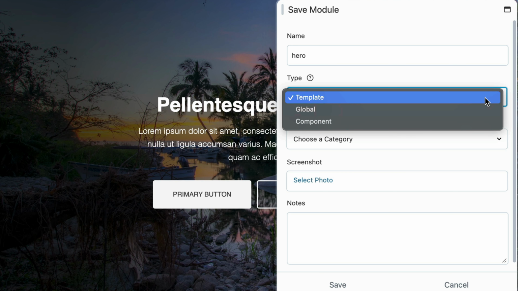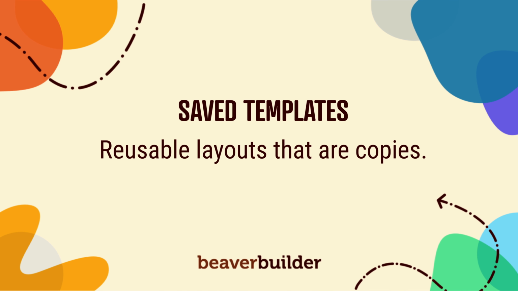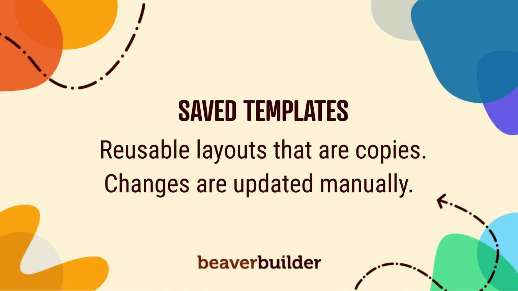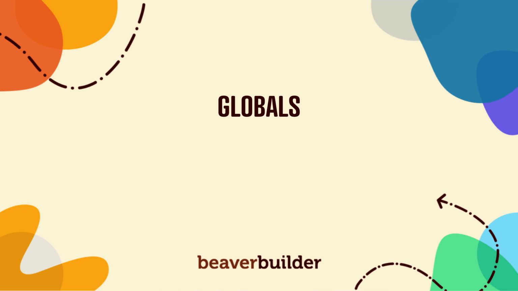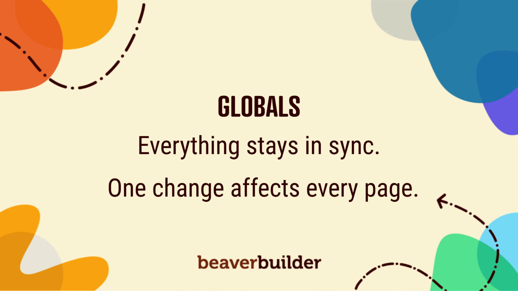Before components existed, Beaver Builder had two main options for reusing content. First, we have saved templates. With templates, you're reusing layouts, but they're just copies. If something needs to change, you have to fix it everywhere manually. Then we have globals. Globals solve that problem by syncing everything. But that also means one change affects every page, whether you want it to or not.